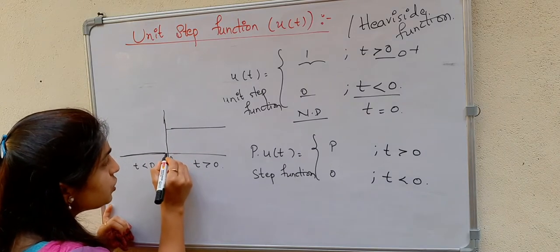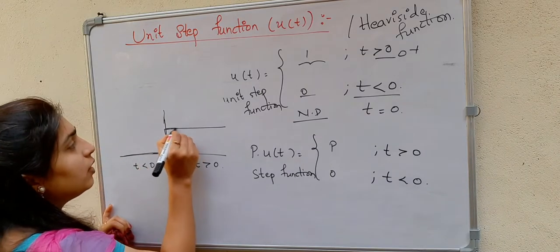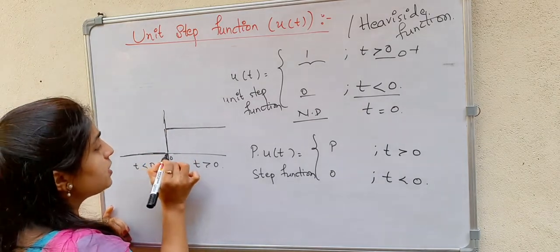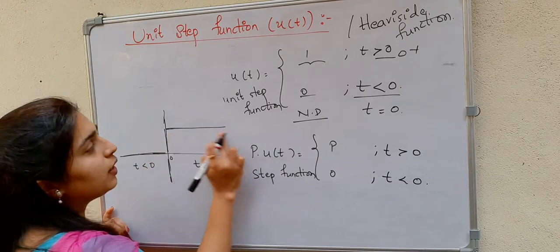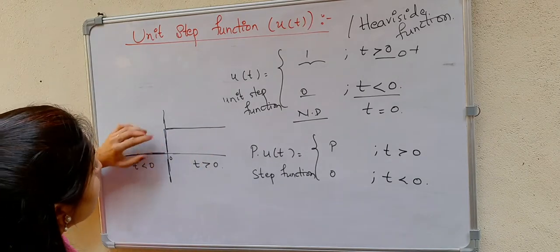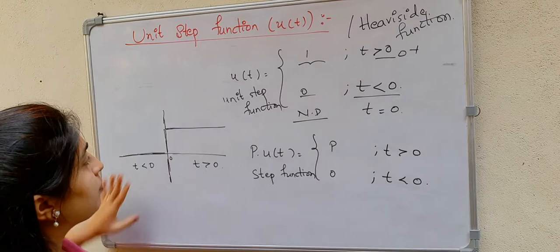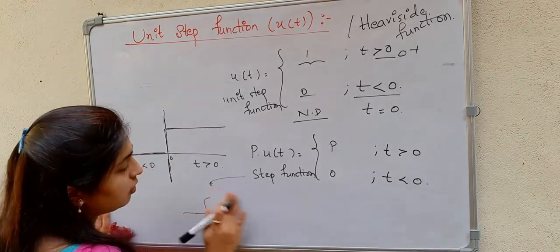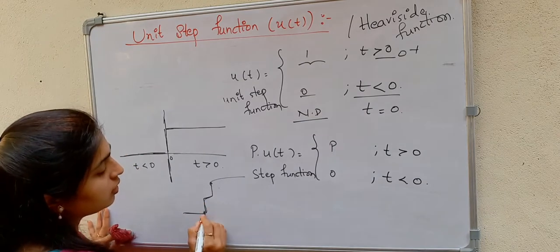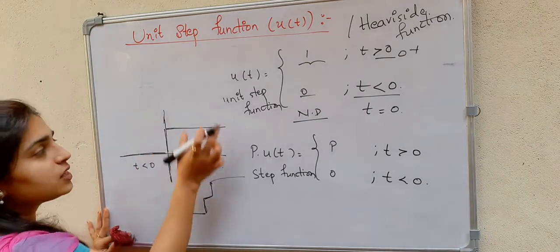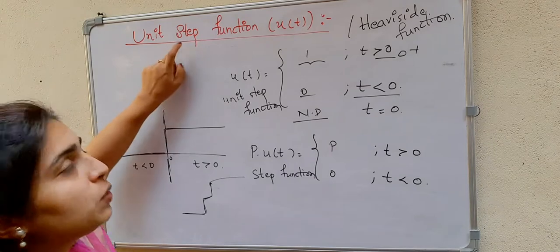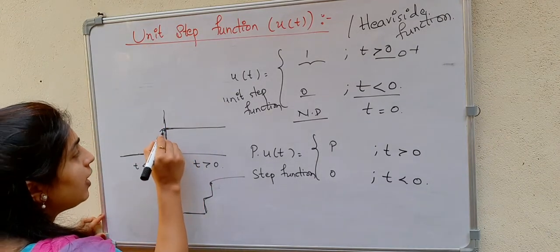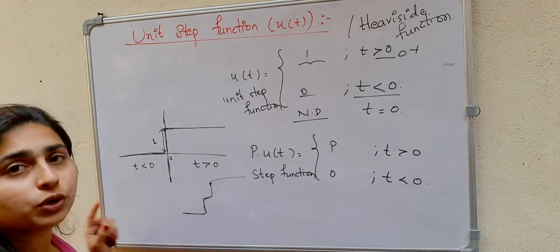There is a transition from 0 to 1 at t equal to 0. So here you can see that it is taking the form of a step, of this form. So it takes the form of a step and hence it is known as the step function. It is the unit step function because the height of the step is equal to unity.